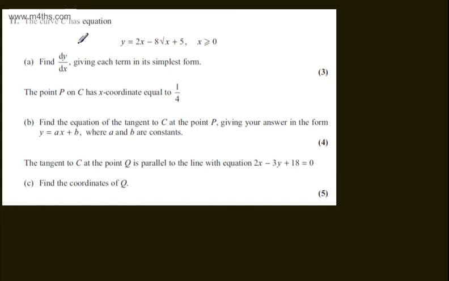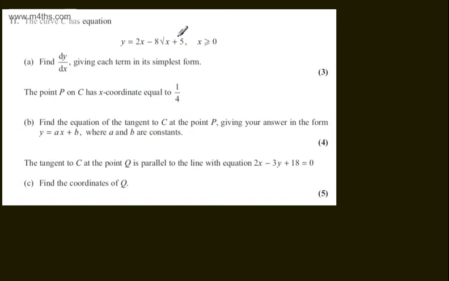This is question number 11. We're told the curve C has equation y is equal to 2x minus 8 root x plus 5, where x is equal to or greater than 0. In part A, we're asked to find dy by dx, giving each term in its simplest form. The question carries 3 marks.